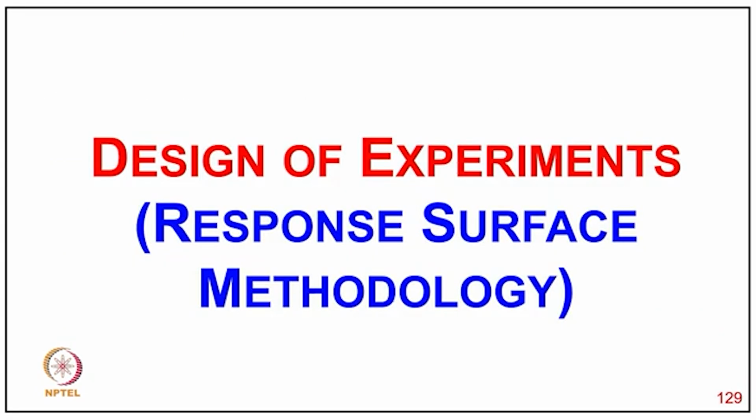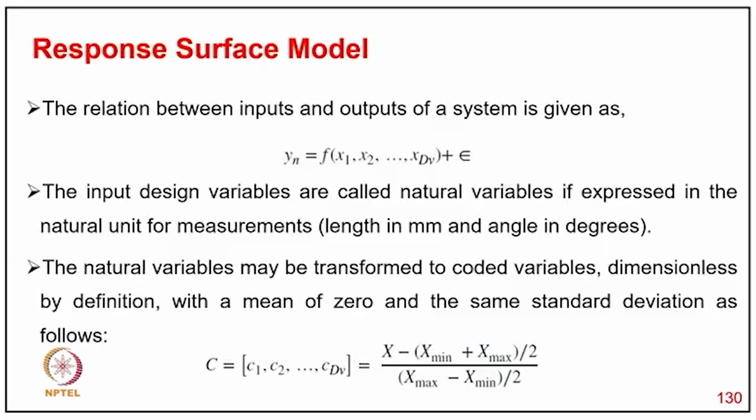Now coming to design of experiments by response surface methodology, which is another technique in DOE. In the response surface model, the relation between input and output of the system is given as y = f(x) + beta, and the input design variables are called natural variables if expressed in the natural unit of measurement, such as length in millimeter and angle in degree.